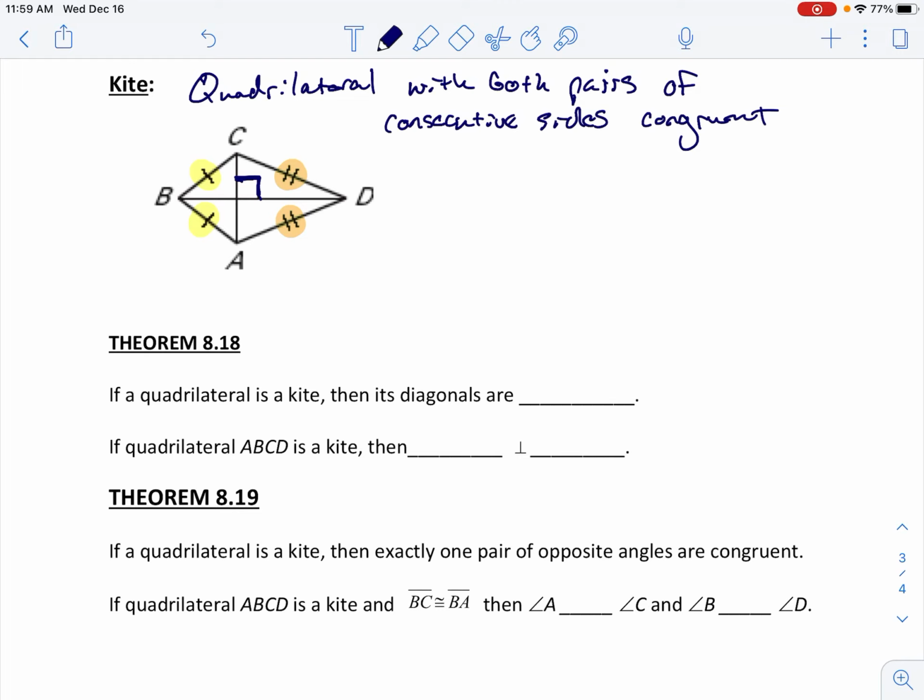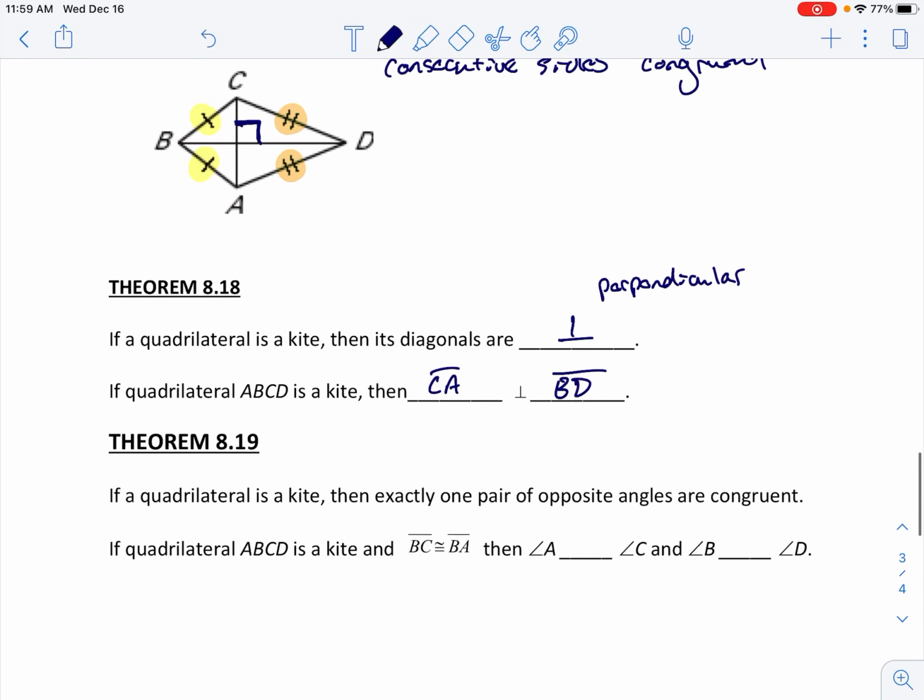So we say if the quadrilateral is a kite, then the diagonals are perpendicular, and I'll even write that out for you. They make a 90-degree angle. So if this is a kite, then what we must know is that those diagonals CA and BD are perpendicular. All right, so there is another kind of thing that we would know as well here.